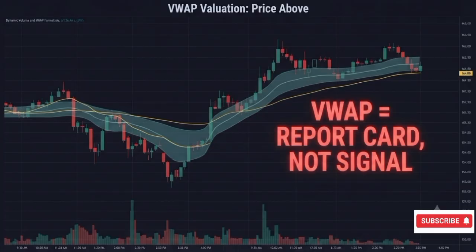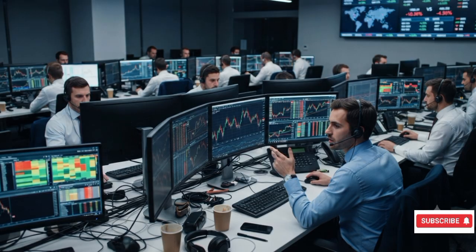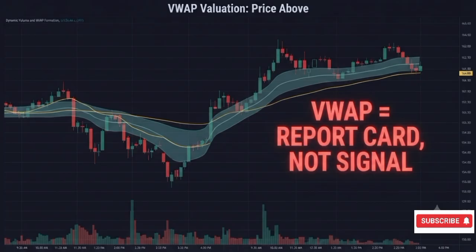And who controls the most volume? Institutions, hedge funds, pension funds, algorithmic trading desks. When they're accumulating a position, they want to do it as close to VWAP as possible. When they are distributing, selling out of a position, same thing. VWAP is their benchmark.